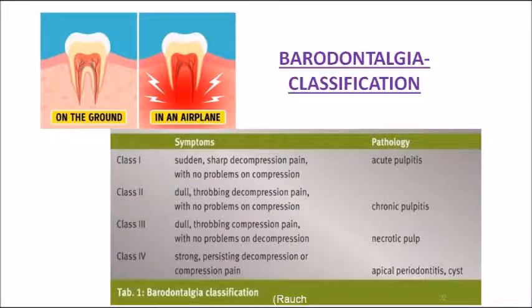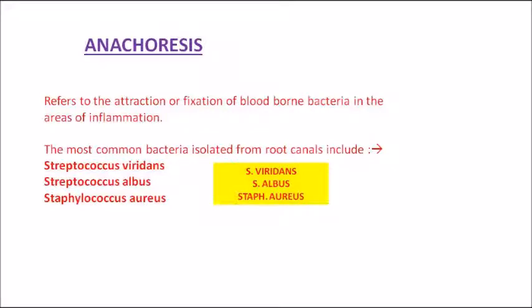Another terminology is anachoresis. This refers to the attraction or fixation of blood-borne bacteria in the areas of inflammation. So any blood-borne bacteria running in the blood circulation get situated or fixed in the areas of inflammation. This is what is called anachoresis.